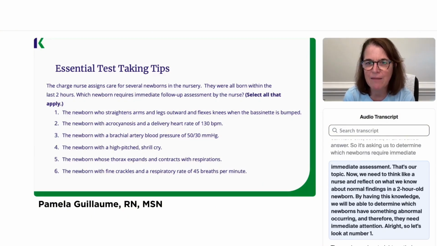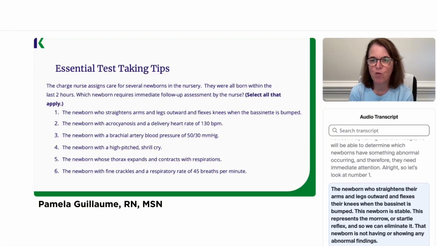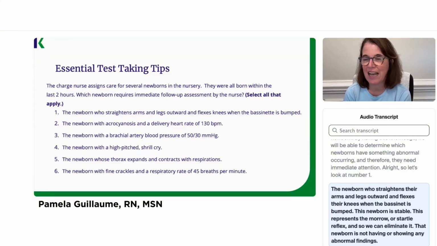That's our topic. Now we need to think like a nurse and reflect on what we know about normal findings in a 2-hour-old newborn. By having this knowledge, we will be able to determine which newborns have something abnormal occurring and therefore need immediate attention. All right, so let's look at number 1. The newborn who straightens their arms and legs outward and flexes their knees when the bassinet is bumped. This newborn is stable. This represents the Moro or startle reflex, and so we can eliminate it. That newborn is not showing any abnormal findings.